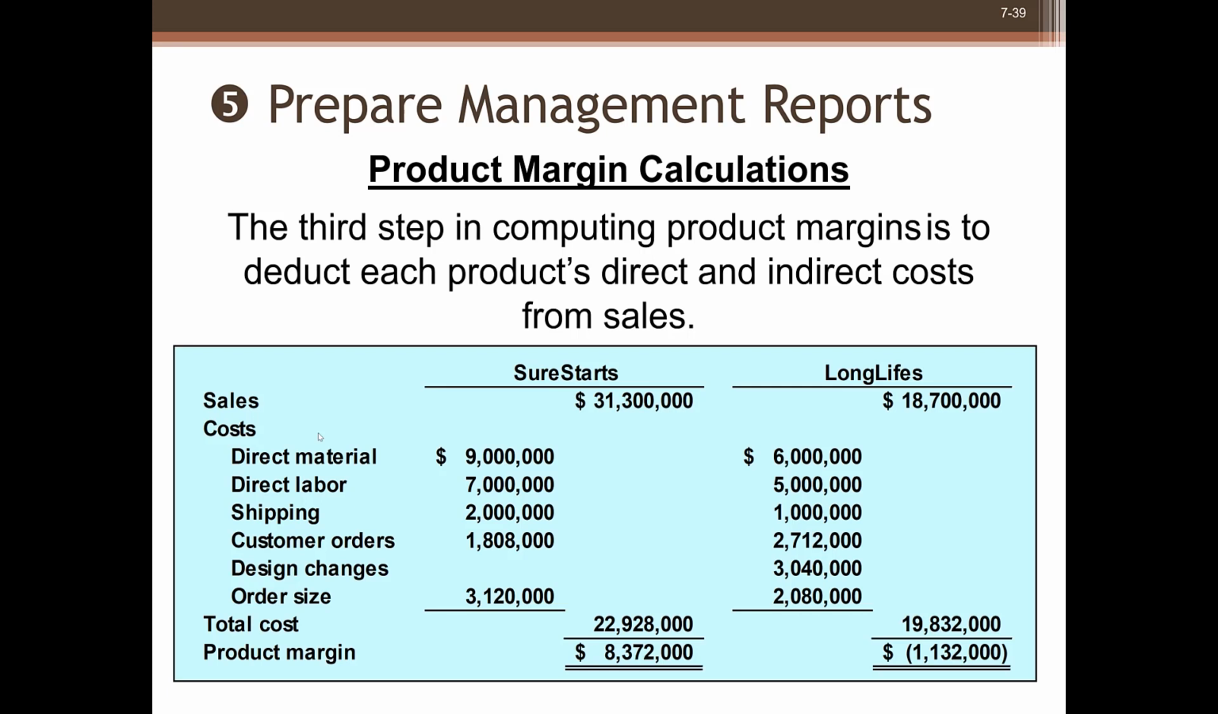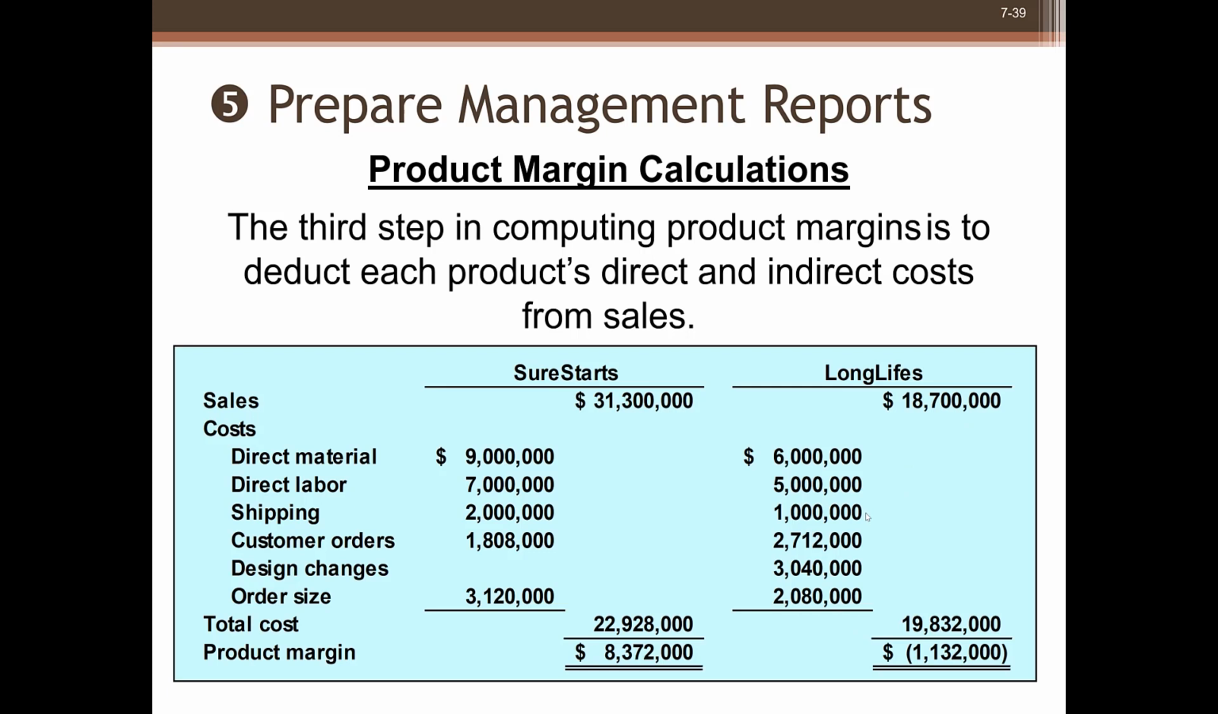The third step is to deduct each product's total costs, both direct and indirect, from sales to calculate product margin. For Short Starts, we have sales number, total costs include direct material, direct labor, shipping costs, and overhead assigned using ABC system. We can get total cost here, subtract the total cost from sales, and we can get profit margin for Short Starts, 8,372,000.